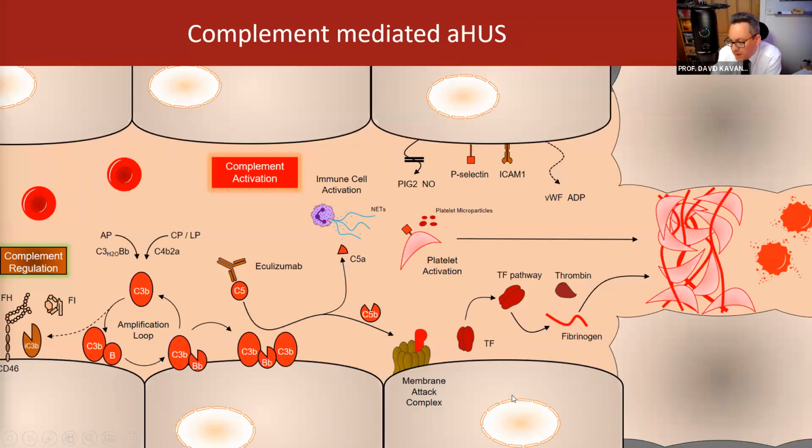You get a membrane attack complex formed and C5a, and various different pathways have been suggested to result in thrombus formation in the kidney. You get tissue factor release, you get platelet activation, release of platelet microparticles, activation of NETs, release of P-selectin, ICAM-1, von Willebrand factor, and ADP being released, and loss of prostaglandins and nitric oxide. And these downstream mechanisms in various combinations result in the thrombus formation you see in atypical aHUS.